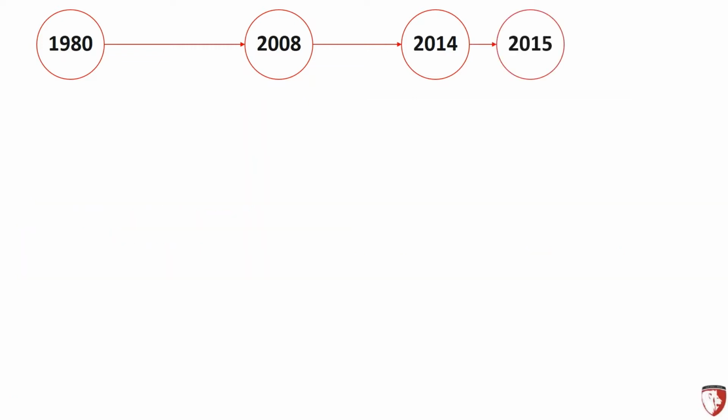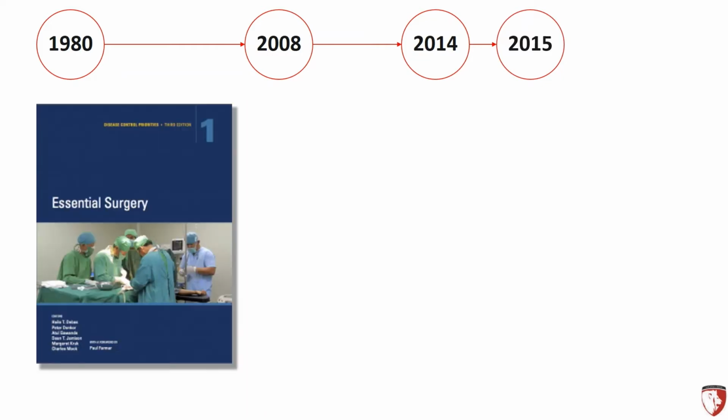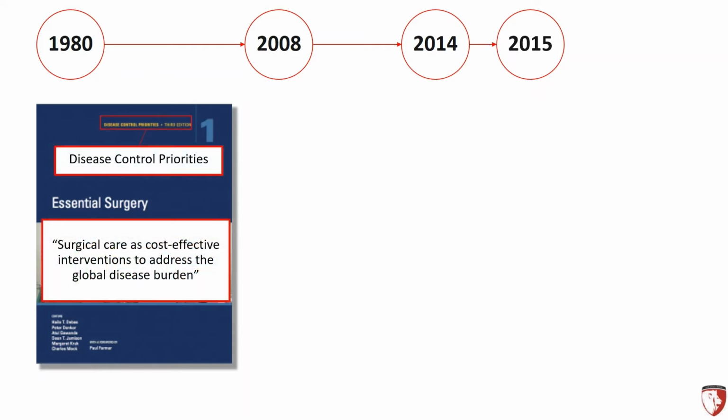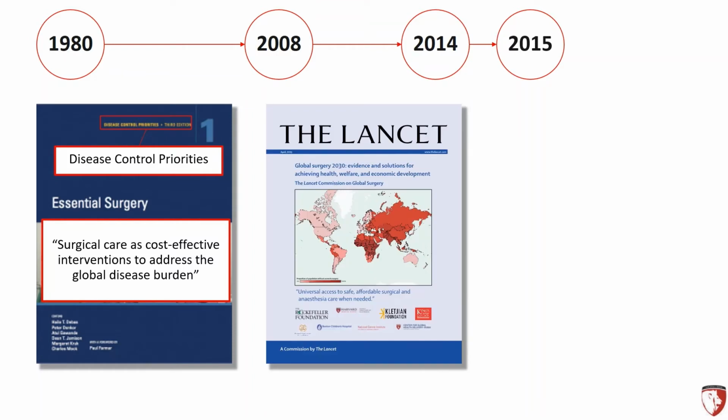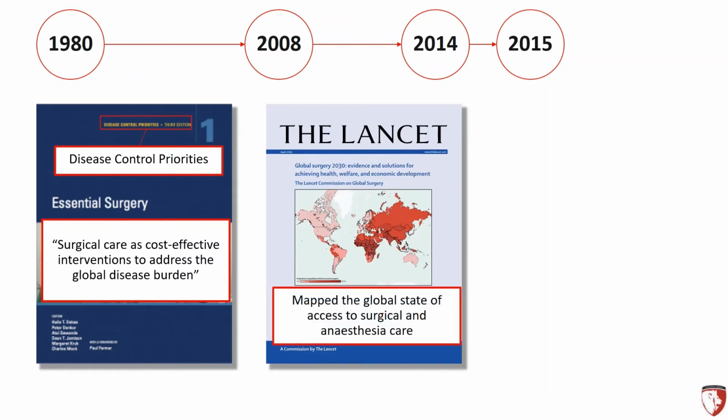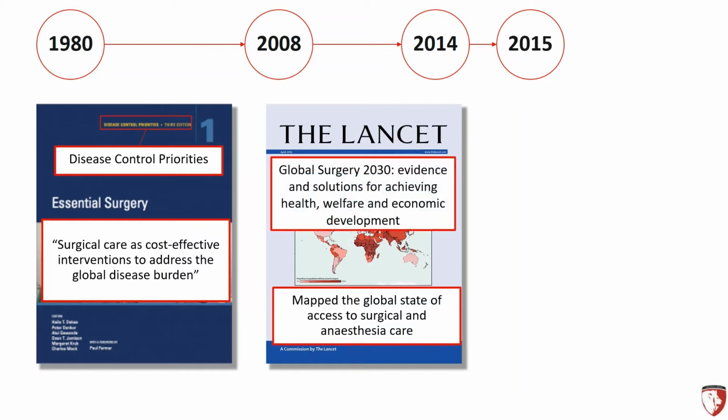2015 was a pivotal year for global surgery. For the first time, a surgery-dedicated volume in the Disease Control Priorities 3rd edition by the World Bank Group presented surgical care as cost-effective interventions to address the global disease burden. The Lancet Commission on Global Surgery mapped the global state of access to surgical and anesthesia care, which they published in their report Global Surgery 2030: Evidence and Solutions for Achieving Health, Welfare and Economic Development, providing the international community with the needed rationale for addressing global surgical care.